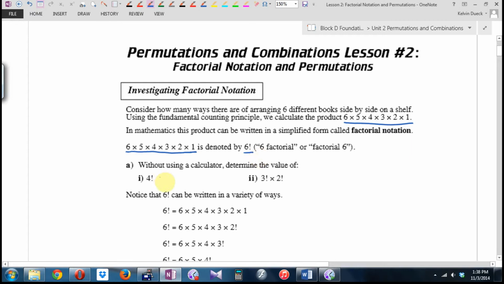Without using a calculator, what would 4 factorial be? 4 times 3 times 2 times 1. In your head, please. 24.